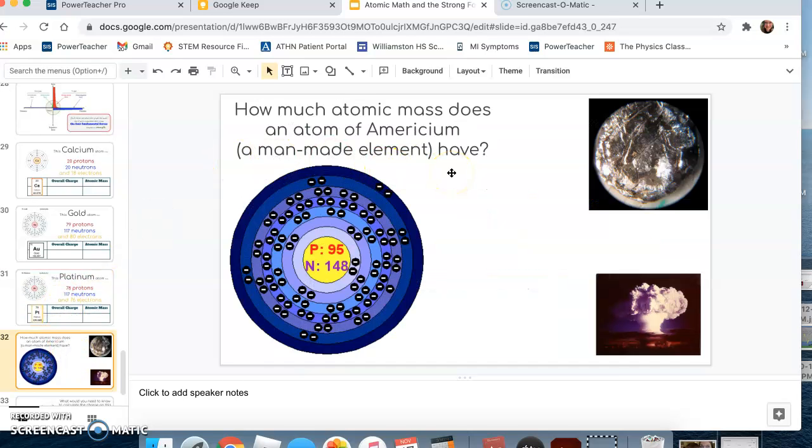So here's our challenge questions real quick. How much atomic mass does an atom of americium have? Americium is a man-made element that was created during the intense study of atomic energy and the atomic bomb and atomic nuclear energy and all that stuff. There was a lot of experimentation done creating new elements, so americium is one of those new elements. I see it has 95 protons and 148 neutrons. So I'm going to let you do the math on that one. How big is that going to be?